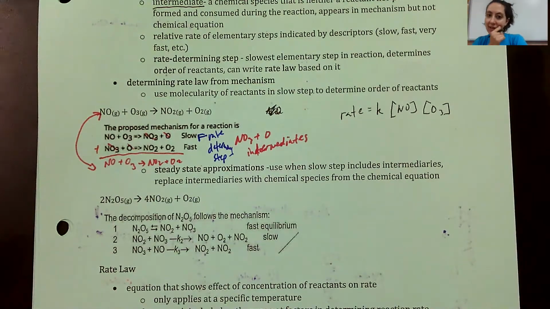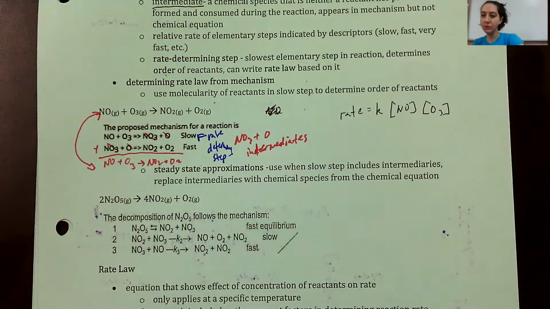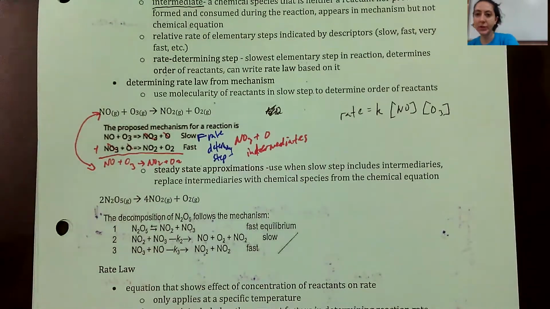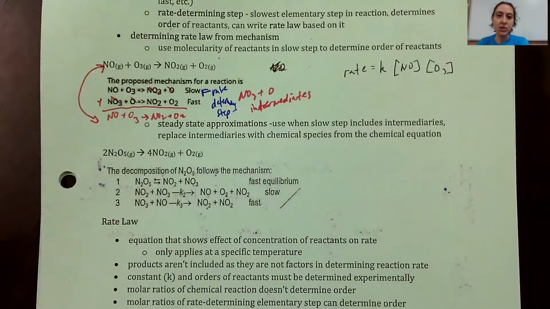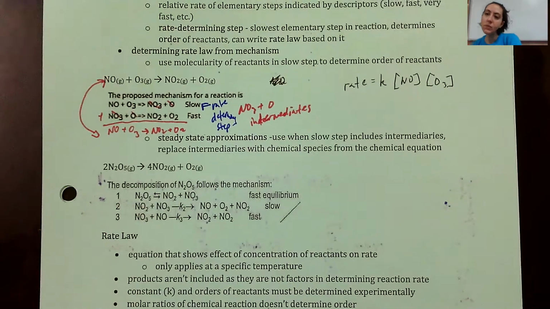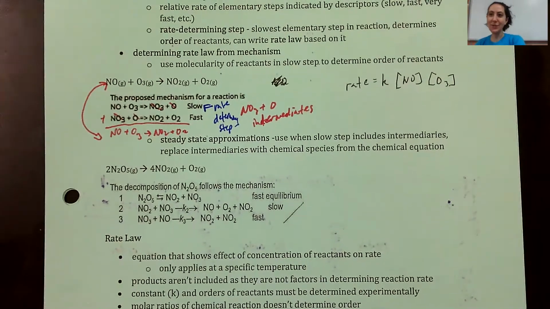Let's talk about steady state approximations, and then we'll tidy this all up, and I think we're good to go. All right, so let's take a look at this example. Let's go back to our favorite dinitrogen pentoxide. That's what we've been looking at this whole time.